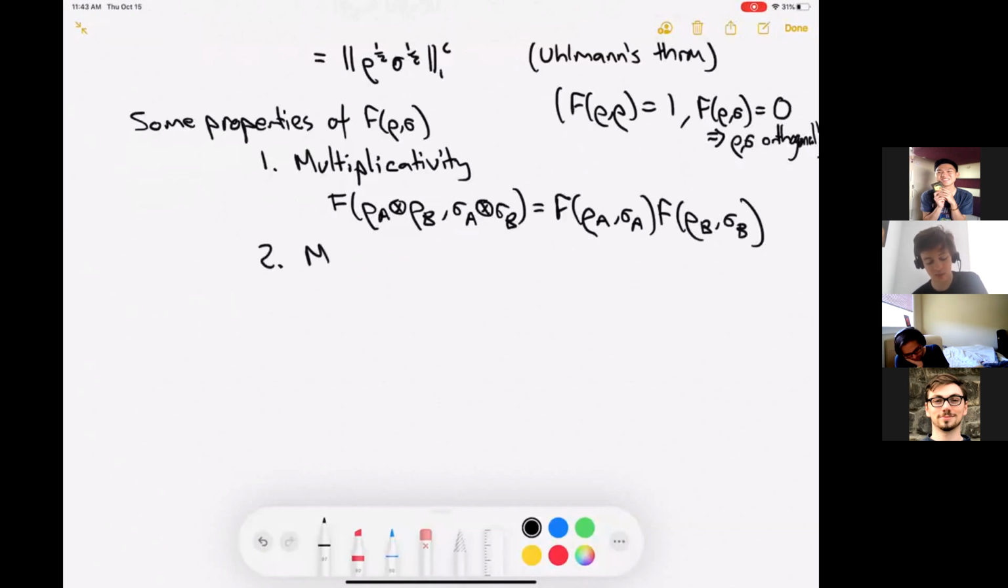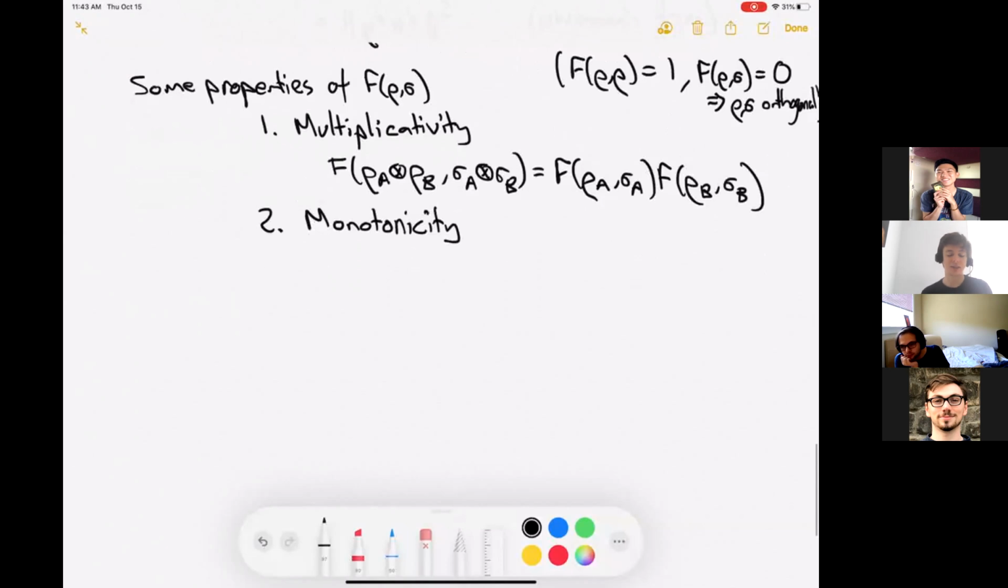And the second property is, again, we have a monotonicity. In this case, the fidelity being smaller roughly corresponds to the states being further apart, being more distinguishable, more different at any rate. And so in this case, the fidelity between rho AB and sigma AB is less than or equal to the fidelity between rho A and sigma A. Fidelity can only increase when you do a partial trace over one of your subsystems.